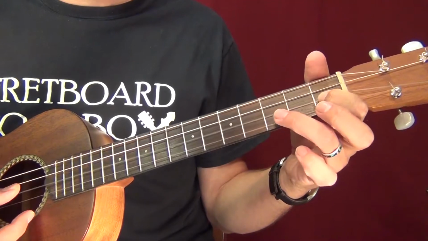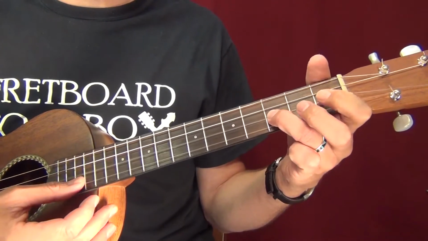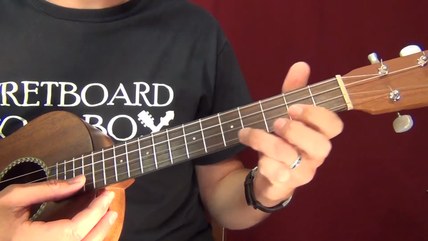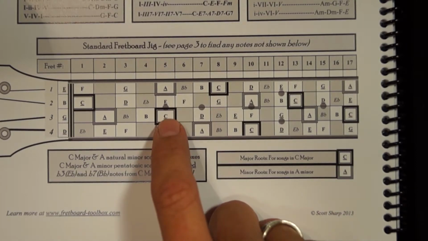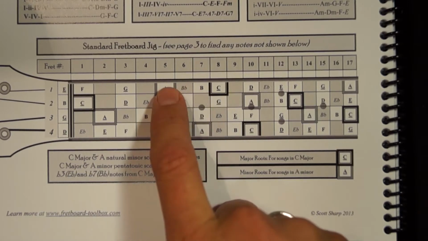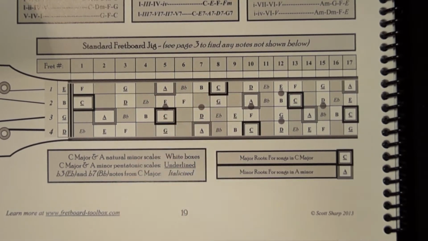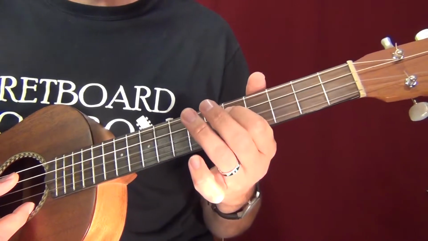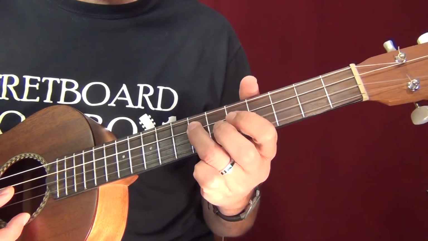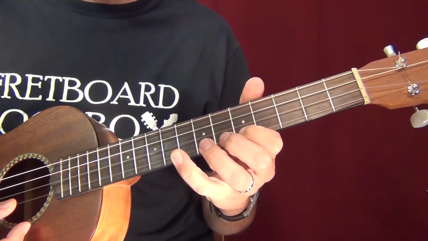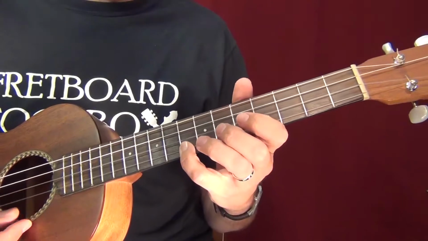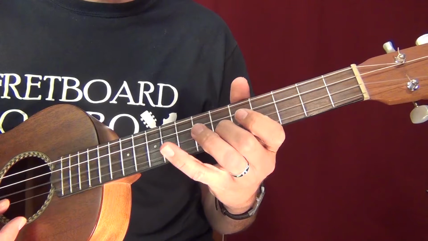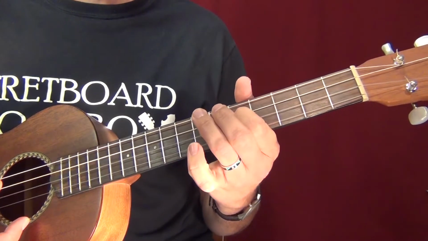So we had C, I'm starting on the 2-string, C, D, E, F, G, A, B, C. I can do the same thing if I start on this C note on the 3rd string, 5th fret, C, D, E, F, G, A, B, C, and that would look like this. So here's my C note on the 3rd string, 5th fret, C, D, E, F, G, A, B, C. And then if we want to walk it back down, we have C, B, A, G, F, E, D, C.